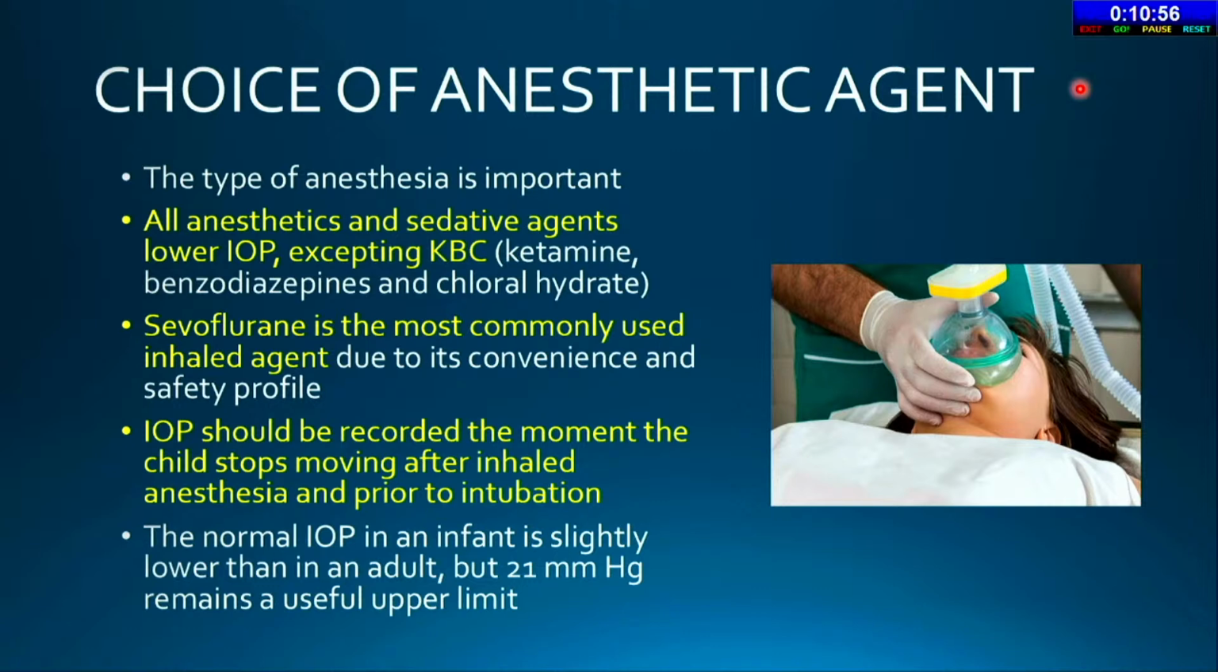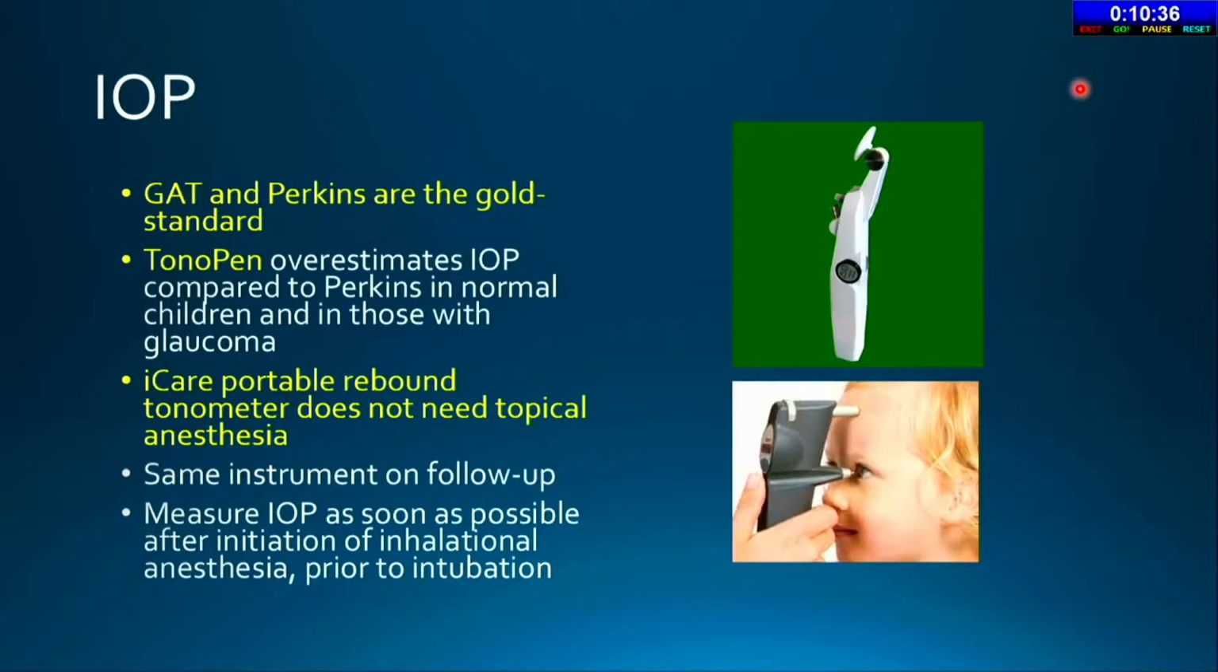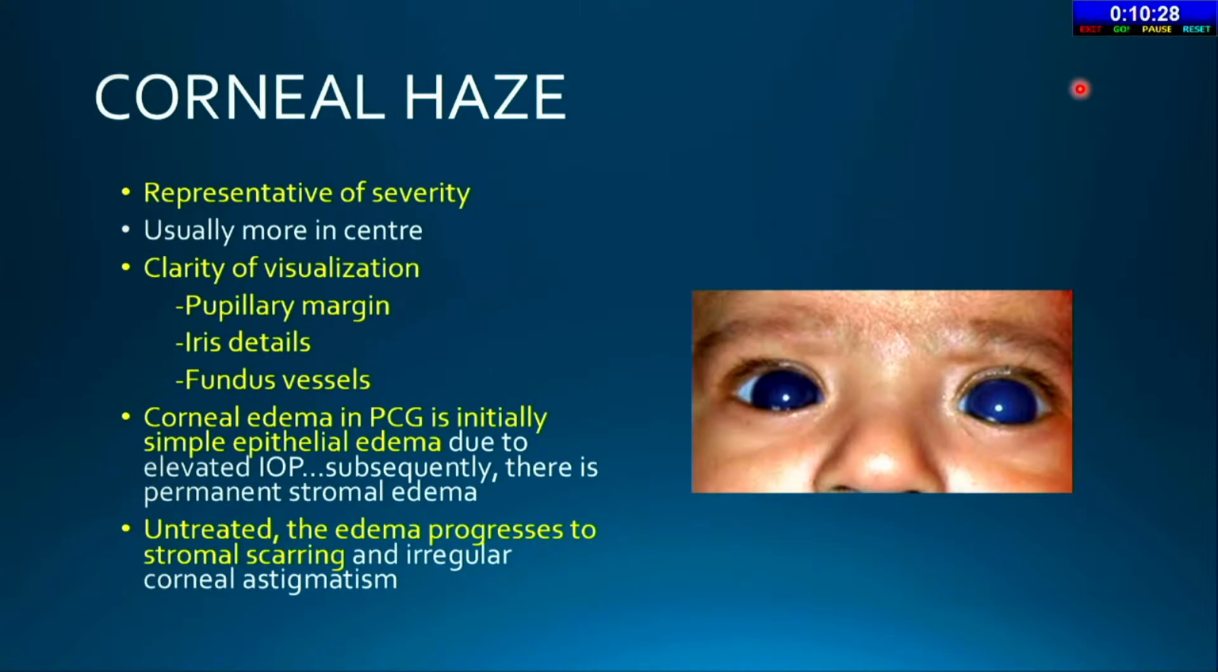Regarding the choice of anesthetic agents, remember that all anesthetic and sedative agents lower the intraocular pressure, excepting those in the mnemonic KBC, that is ketamine, benzodiazepine, and chloral hydrate. Sevoflurane is the most commonly used inhaled agent, and as soon as the child becomes sedated, you have to record the IOP before the child is intubated, or else you will get false recordings. The IOP is measured most commonly by the Perkins applanation tonometer, but the Icare tonometer is also a good alternative.